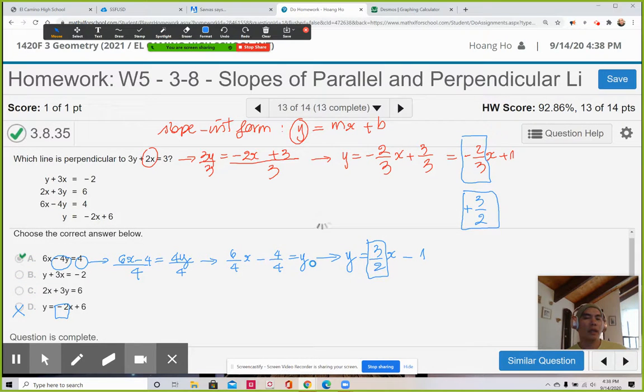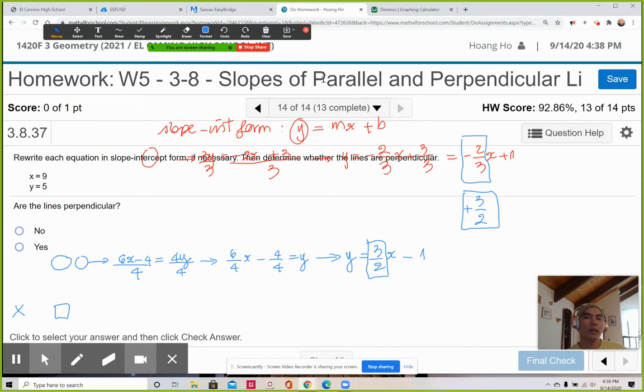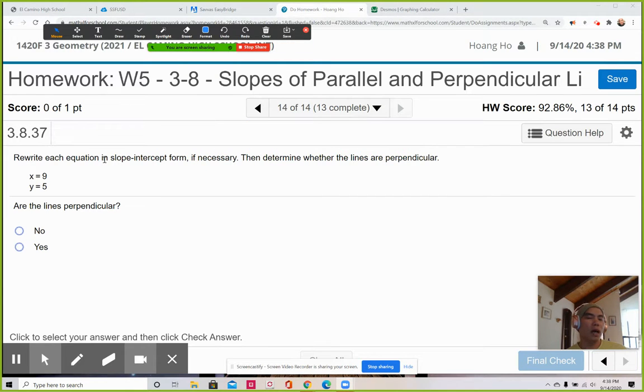All right. Last question over here. Oh, they give you this one. Two lines, they give y equals 9. That is a vertical line. Y equals 5, that's a horizontal line. So the two lines have to be perpendicular. Okay. Vertical line, and y equals 5 is a horizontal line. Okay, so now the answer is yes, they are perpendicular.